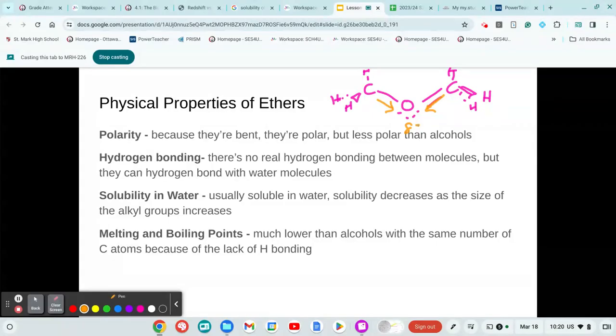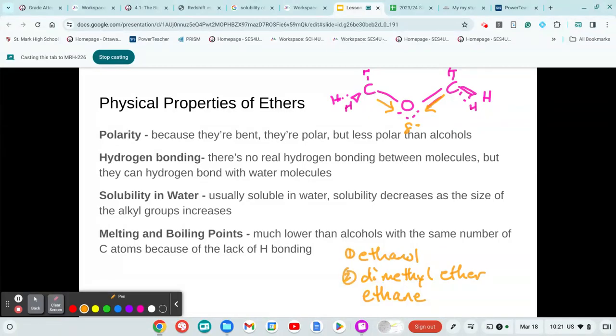So if I needed to rank something like this one, which is dimethyl ether, so that's got 2 carbons, if I'd compare that to ethanol and to ethane, these 3 molecules all have the same number of carbons. They each have 2 carbons, but ethanol has hydrogen bonding, and it's superpolar, obviously. So that would have the highest boiling point.